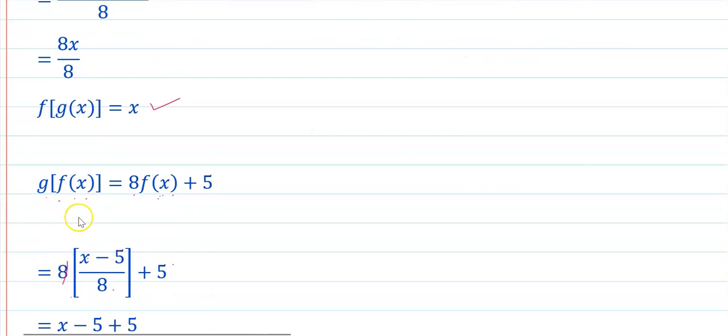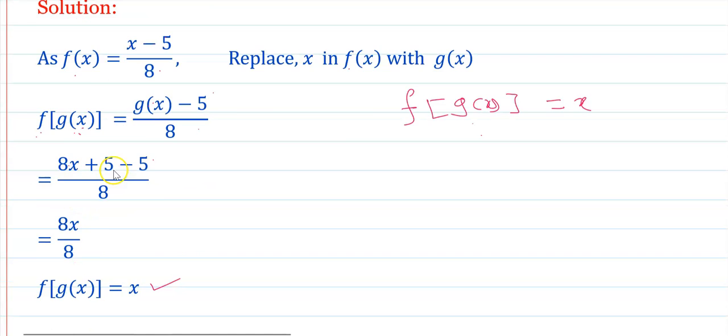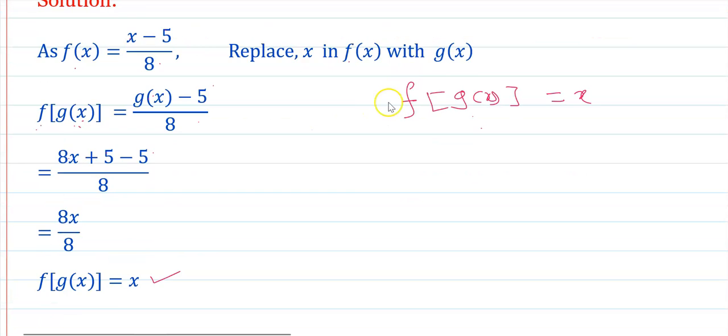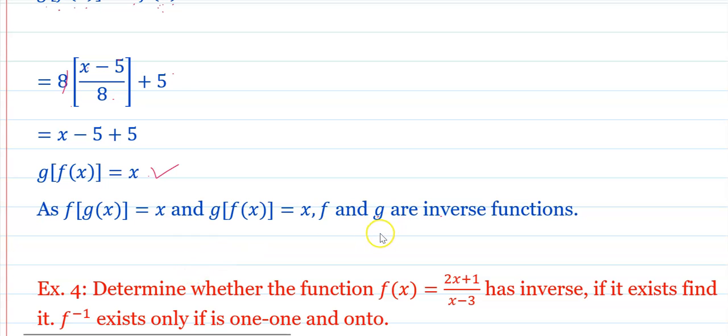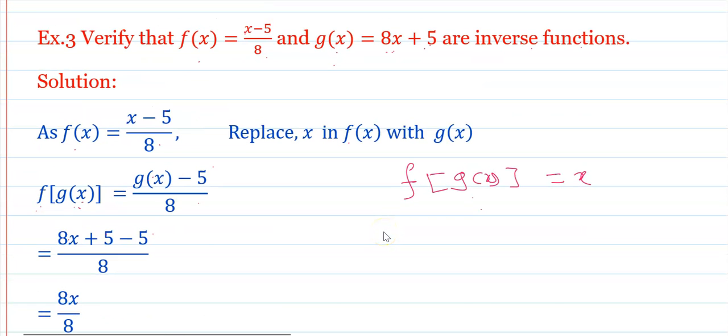Next, g of f of x. But what is g of x? g of x means 8x plus 5. Similarly, 8 into f of x plus 5. Substitute the value of f of x, you will get again x. Okay. Once again you can see it.